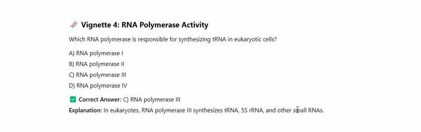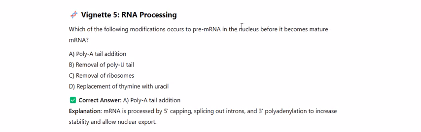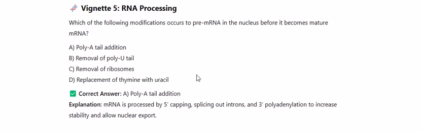Vignette 5. RNA processing. Which of the following modifications occurs to pre-mRNA in the nucleus before it becomes mature mRNA? A. Poly-A tail addition. B. Removal of poly-U tail. C. Removal of ribosomes. D. Replacement of thymine with uracil. Correct answer: A. Poly-A tail addition. Explanation: mRNA is processed by 5' capping, splicing out introns, and 3' polyadenylation to increase stability and allow nuclear export.